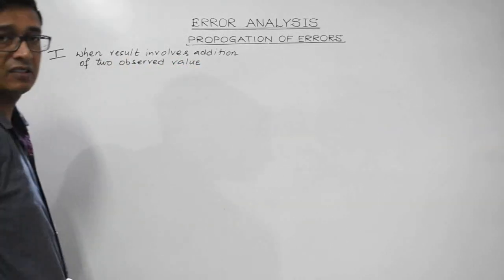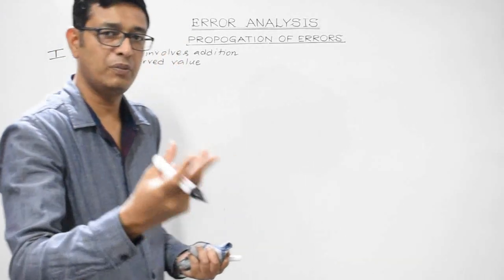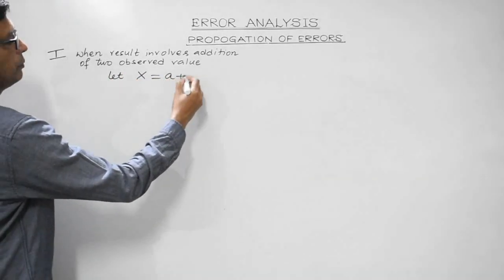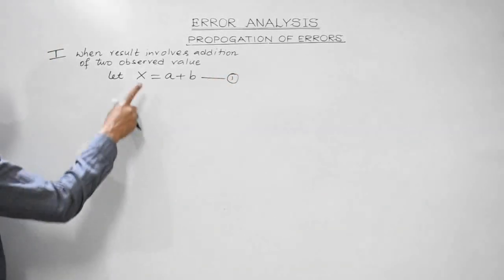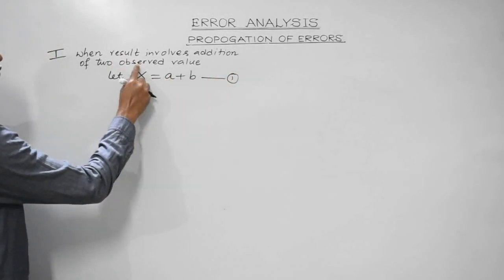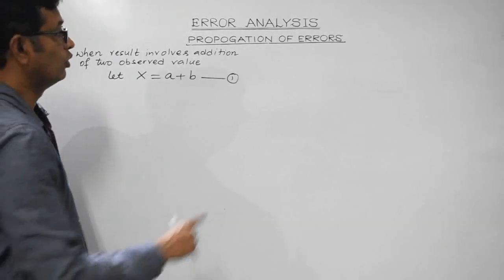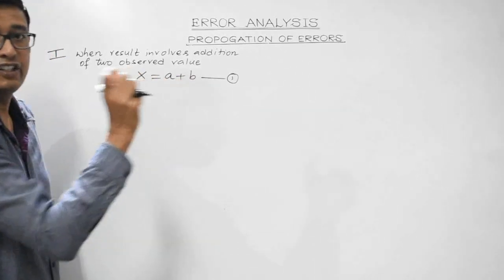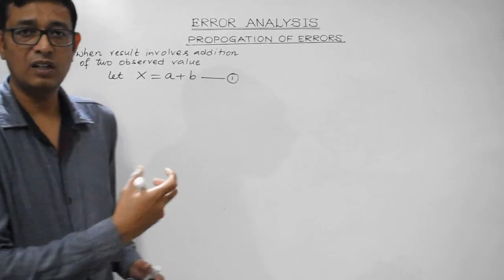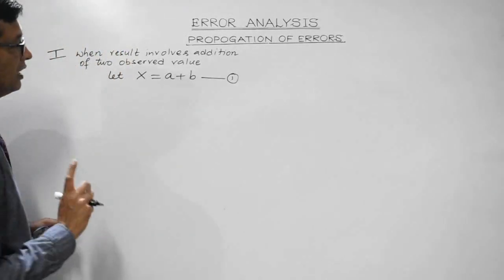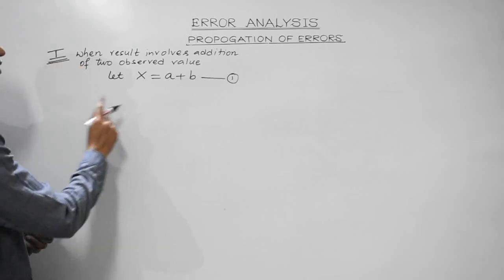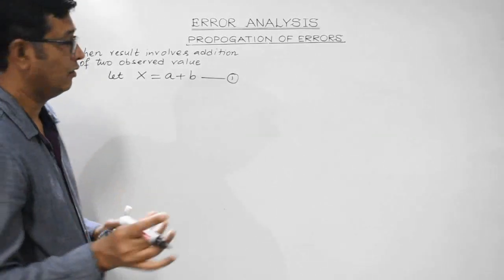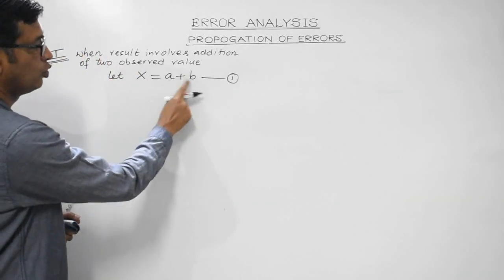Suppose the result is x and the two observed values are a and b. So we are dealing with this case. Let x is equal to a plus b. This is the result and a and b are the two observed values. So how are the errors propagated when the two observed values are added? That is our intention, right? So again I repeat, we are dealing with the first case of the propagation of the combination of errors, that of addition, when the result involves the addition of two measured quantities.